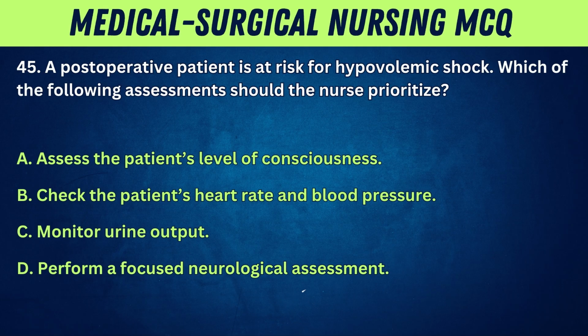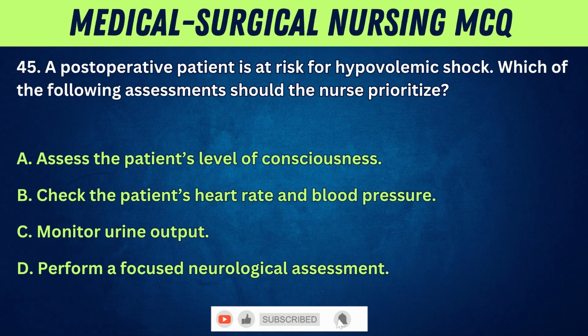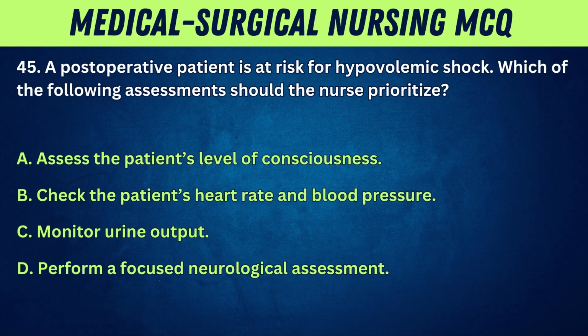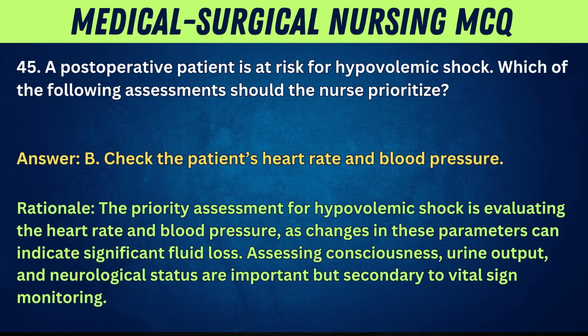45. A postoperative patient is at risk for hypovolemic shock. Which of the following assessments should the nurse prioritize? A. Assess the patient's level of consciousness. B. Check the patient's heart rate and blood pressure. C. Monitor urine output. D. Perform a focused neurological assessment. Answer: B. Check the patient's heart rate and blood pressure.